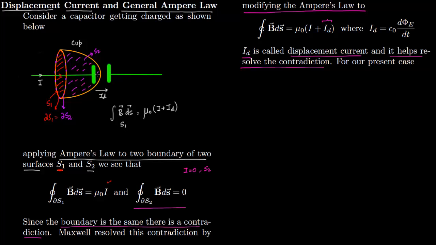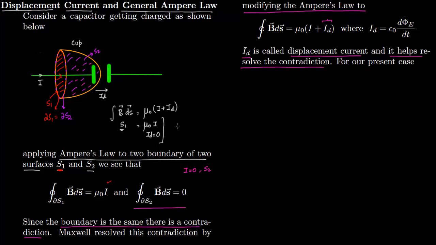So when you're talking about surface S1, the only current passing through surface S1 is I. So on surface S1, this becomes mu naught times I, since displacement current I of d is 0 on surface S1.